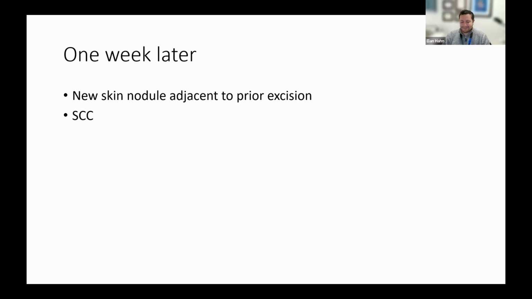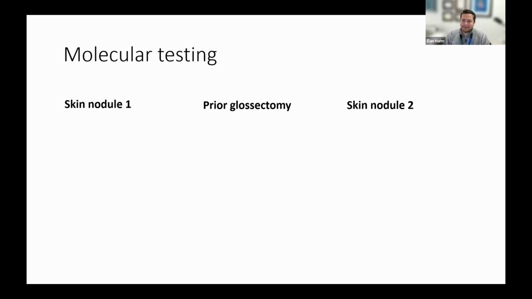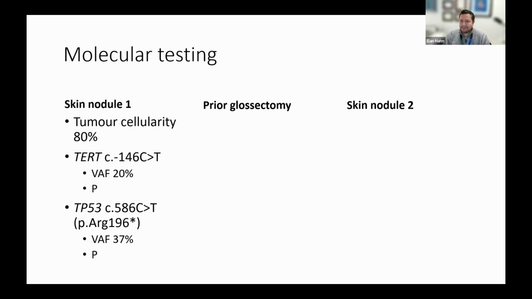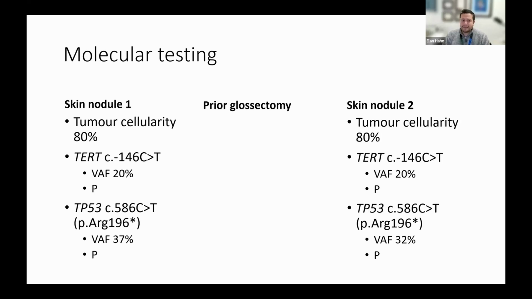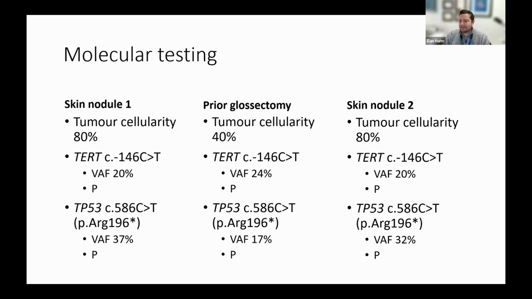So that clinical picture of immediately a rapid recurrence for a skin tumor like that is very atypical, and that definitely pushed the clinical impression towards that of a metastasis from the tongue. At this point, maybe you guys know where this is going, but we did molecular testing. The skin nodule number 1, that one that I showed you, 80% tumor cellularity, had a TERT promoter mutation and a TP53 mutation. The second skin nodule looks the same. And the prior glossectomy from 2022 also shares the same mutations.